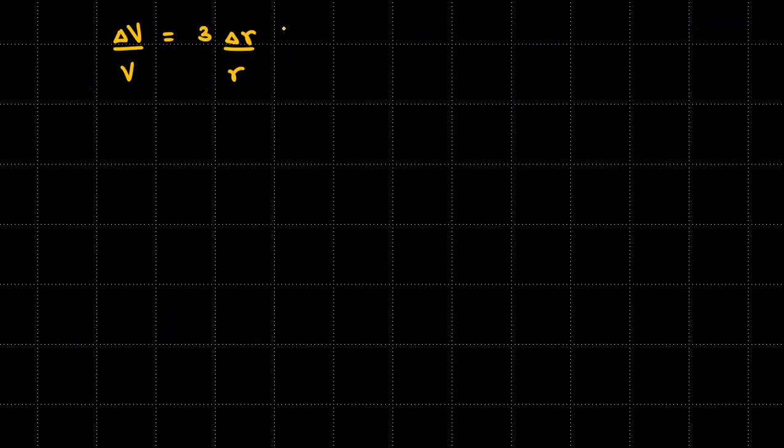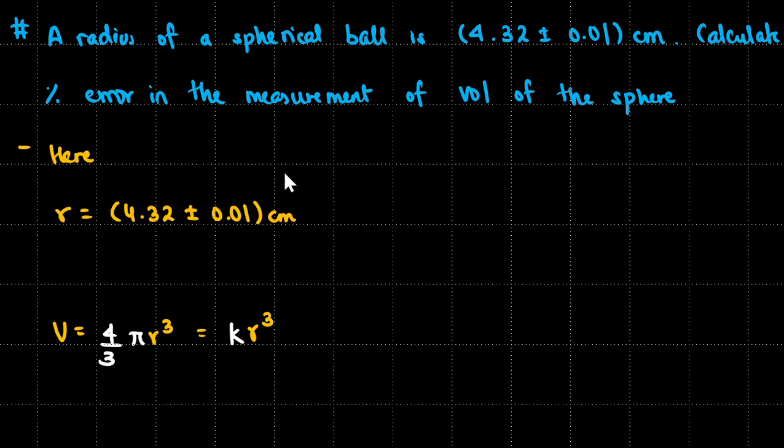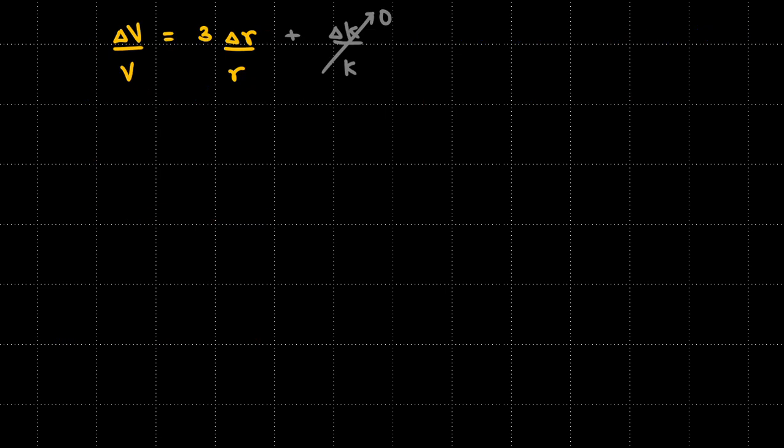If you wanted to, you could also have written plus delta k by k. But since k is always going to be constant, this part will be 0, so as a whole it turns to 0. That's why we don't write that part. But you can write it, no harm in that, but no need to write it. Now we just have to find the percentage error in the volume of the sphere.